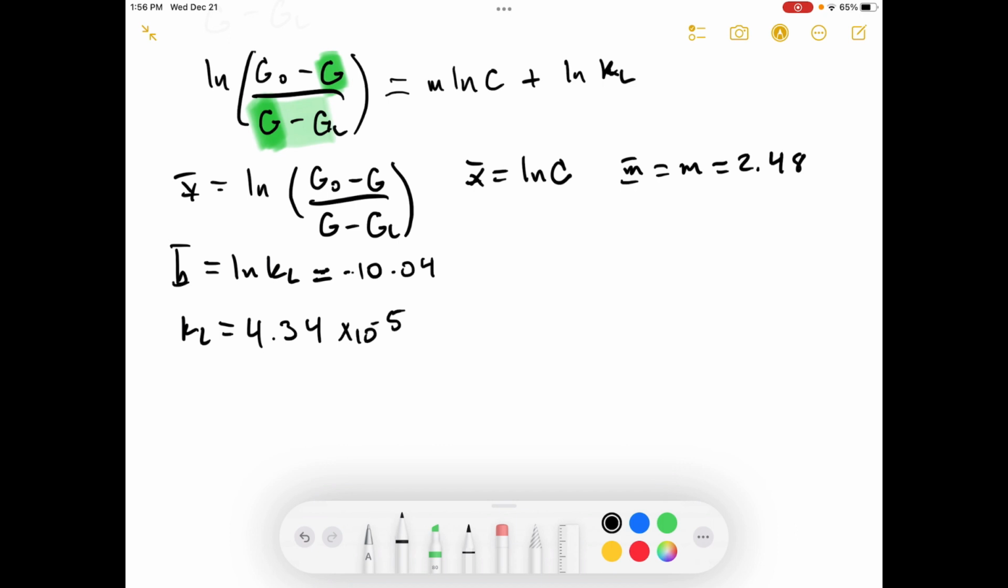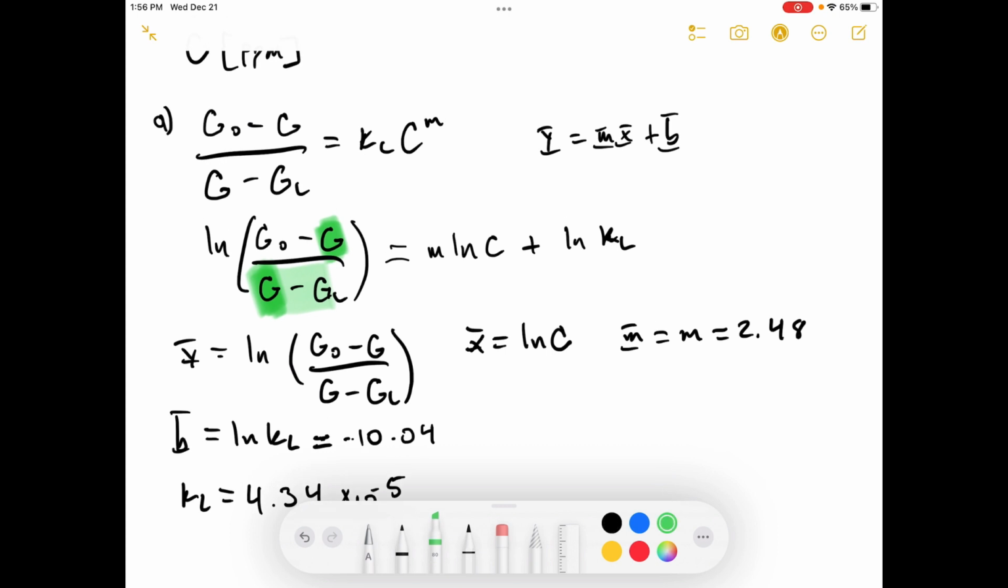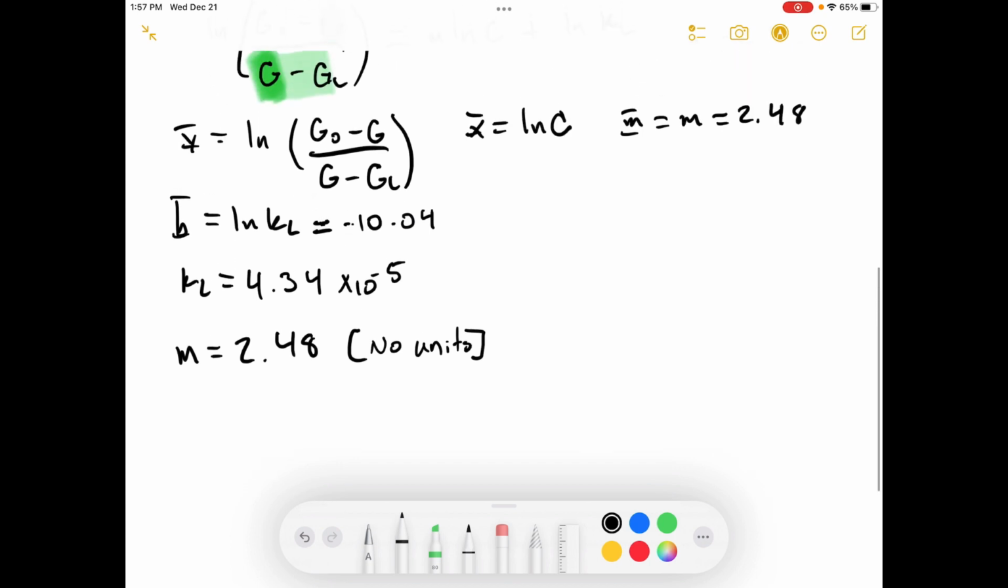Okay, so if we want to find out what the units are of M and KL, so if we're examining our equation here, we know that M is an exponent, and exponents cannot have units, so M is unitless. So we know M equals 2.48, and it is unitless.